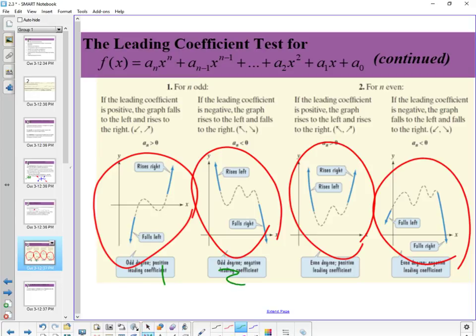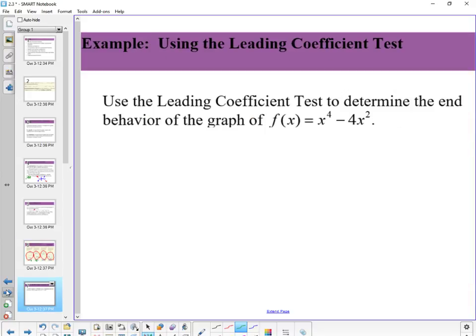Which of these two is negative? Right, the second one. It got flipped. Okay? This is so difficult. All right, cool. Using the leading coefficient test.